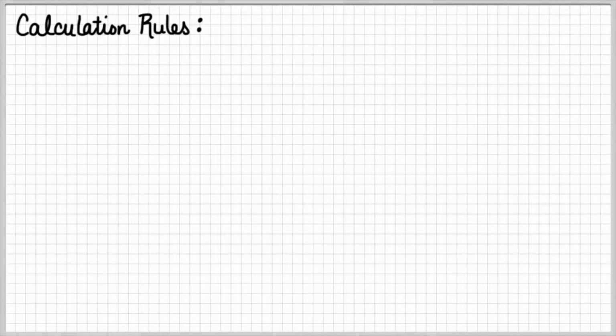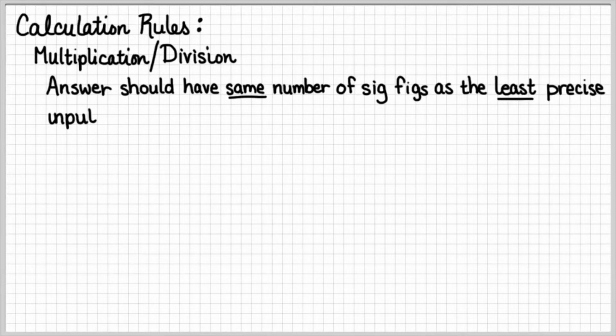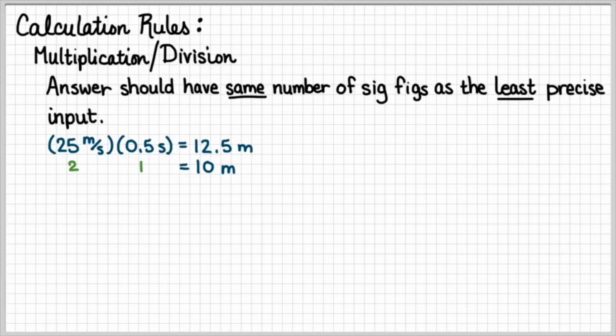A calculation should not add precision to the input numbers. If anything, it's going to take away precision. We need to have rules to know how to deal with the results of calculations. For multiplication and division, the answer should have the same number of sig figs as the least precise input to the calculation. So if you have 25 meters per second and you multiply by 0.5 seconds, you get 12.5 meters. 25 meters per second has 2 sig figs, and 0.5 has 1, so our answer needs to have 1 sig fig. So we'll round 12.5 down to 10, which has 1 sig fig, 10 meters.